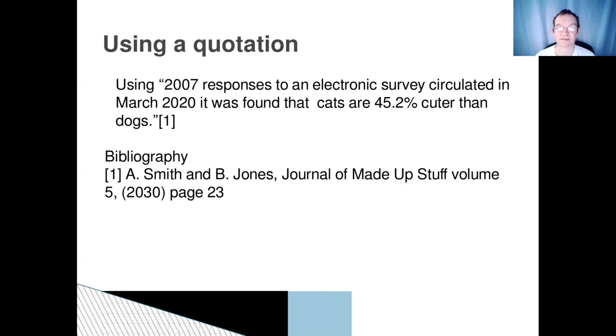You could present this as a quotation. So using open quotes, 2007 responses to an electronic survey circulated in March 2020, it was found that cats are 45.2% cuter than dogs, end quote, with the one after it again as the reference. So here we have quotation marks clearly indicating that these words have been taken directly from the source, and there's a reference to tell us what that source is.